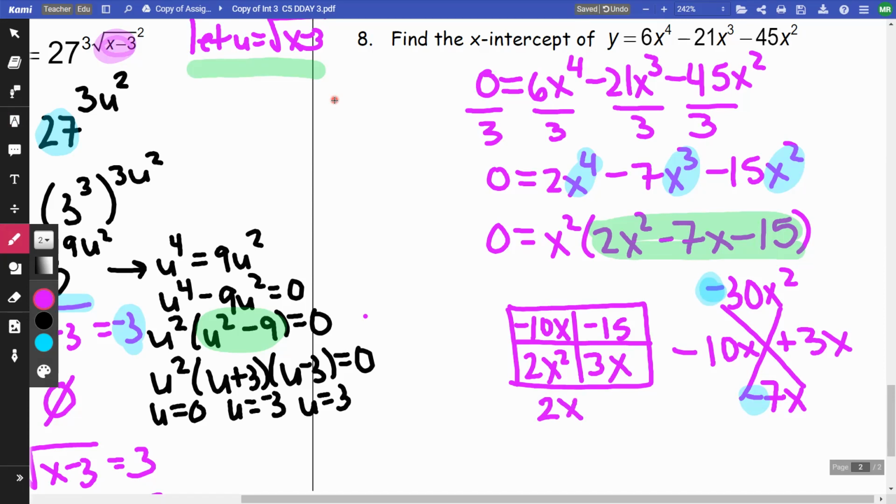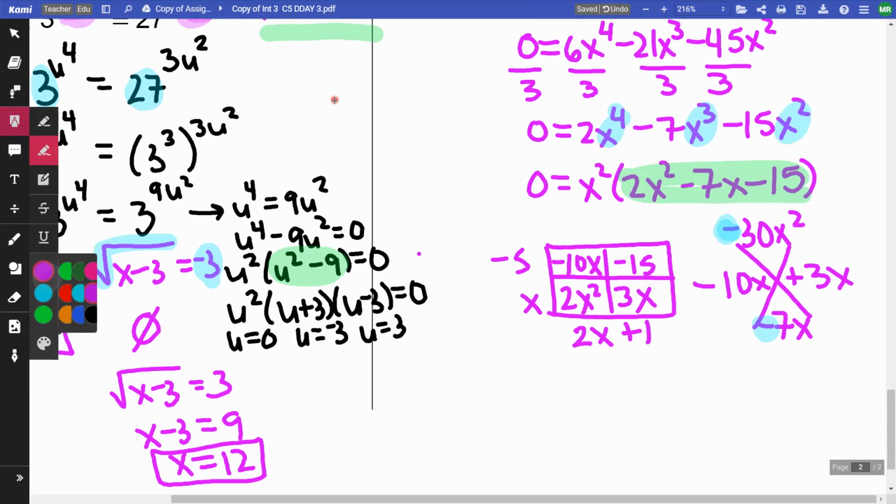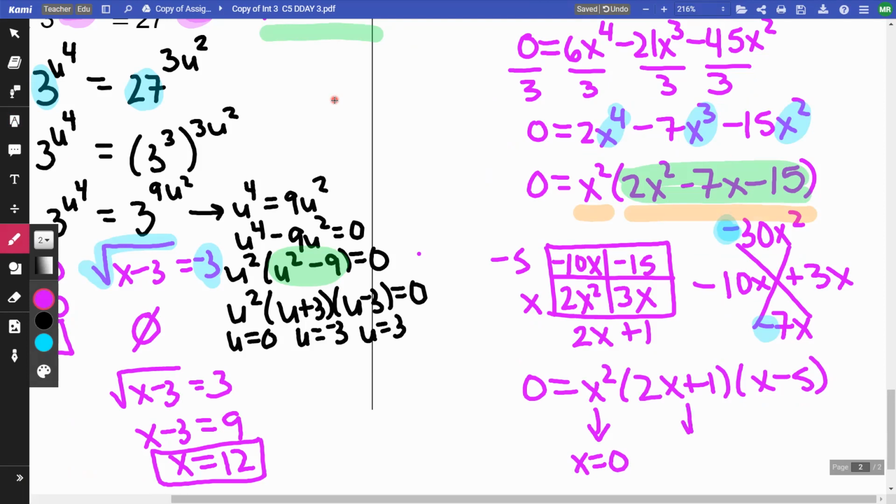So the 2x has to get the 10, the x will get the 3, plus 1, minus 5. Now I need to remember that in my original problem, I had an x squared along with that. So I can't forget my x squared. So I have 0 is equal to x squared times (2x plus 1) times (x minus 5). So what makes this 0 is x equals 0. What makes this 0? I set it equal to 0 and I work it out and I get -1/2. And what makes this 0 is 5.